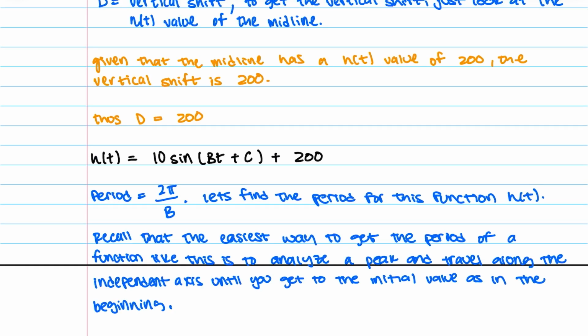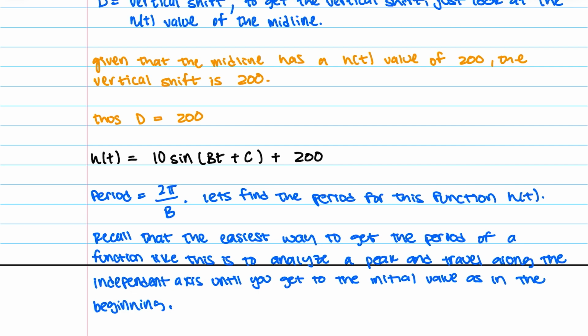Now, to get b and c, it'll take a bit more effort, but it's definitely doable. Remember that an important part of a sine function is its period. The period of a sine function is defined by the equation period is equal to 2 pi divided by b. The first thing that we have to do in our pursuit of finding b is to find the period for this function h of t.